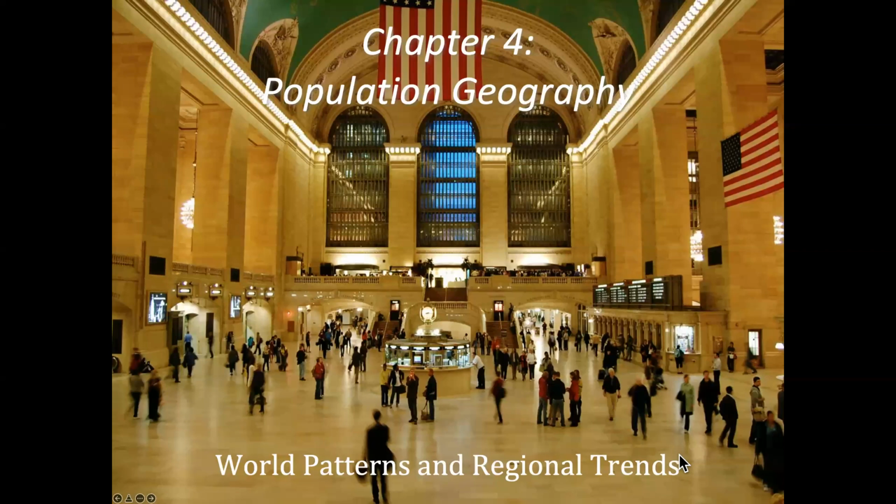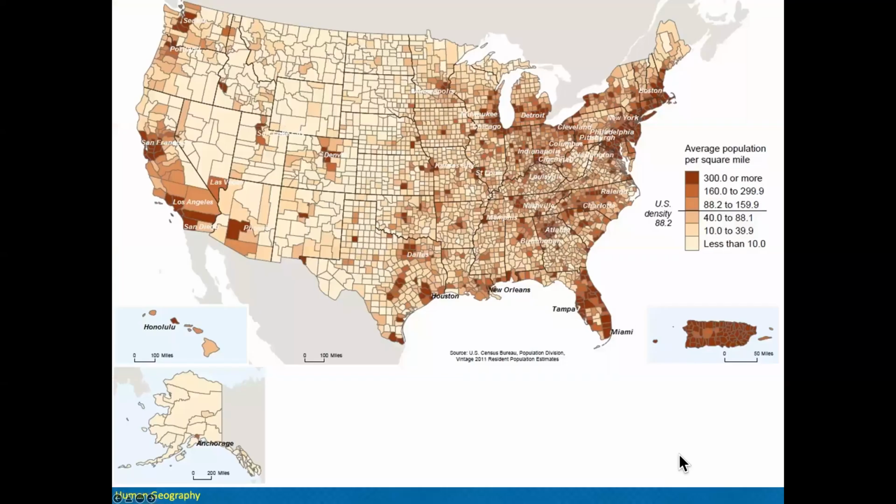So this image here, of course, Grand Central Station in Midtown Manhattan. I picked it just as a function of how it represents streams of people moving through. And while this is mostly tied to transportation, I understand that, it sort of hints at the idea of population. And we're going to talk about world patterns and regional trends.